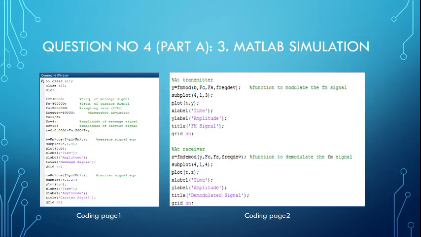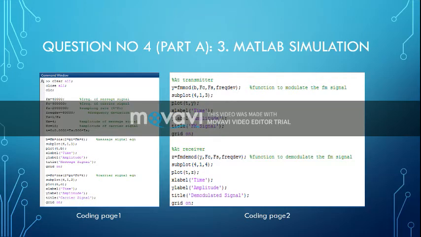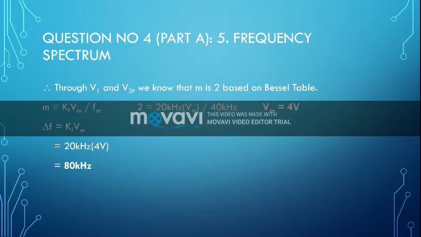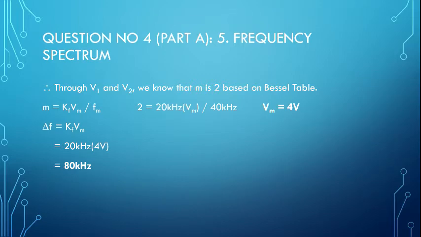For task number 3, this is the MATLAB simulation. This is the coding for the simulation. We split it into 2 pages because it cannot fit in one page. For task number 4, this is the output waveform. For task number 5, this is the frequency spectrum.